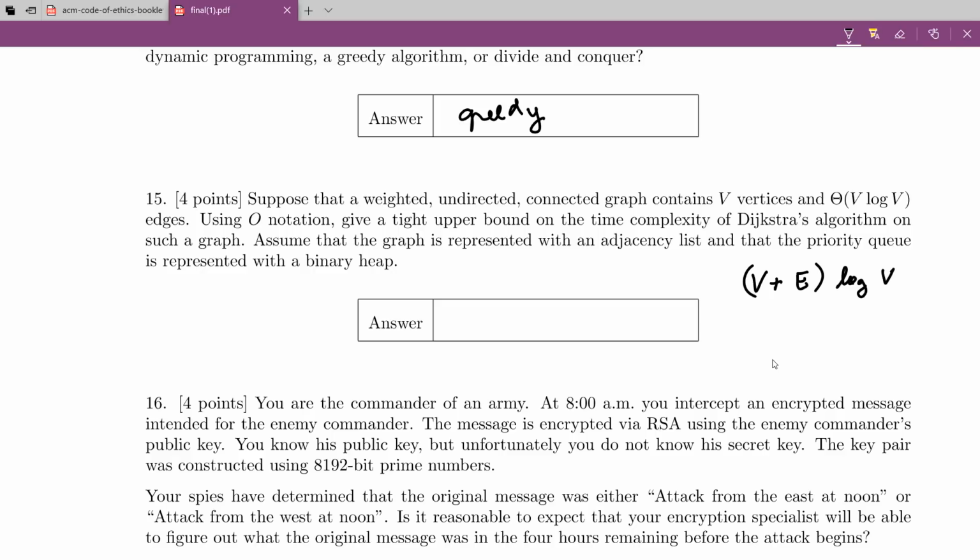So how do we put all this together and come up with a solution? Right, so we plug V log V in for E, we get V plus V log V log V, and if we simplify that, what will it simplify to? Yeah, V log V log V.